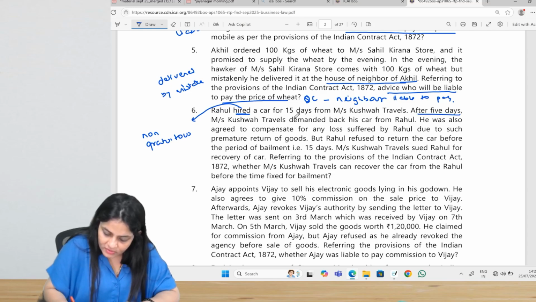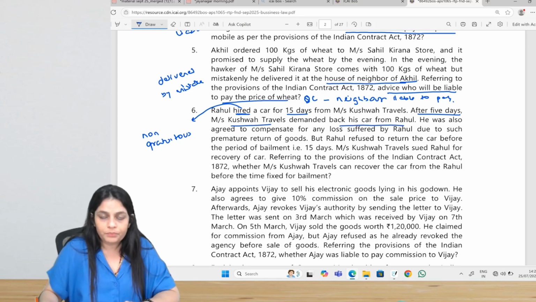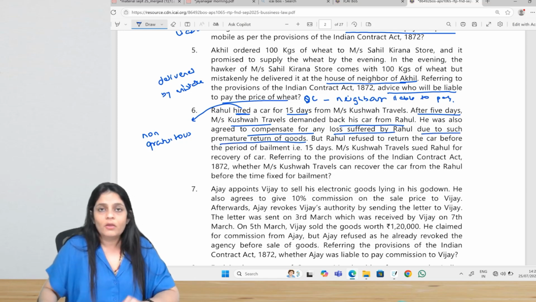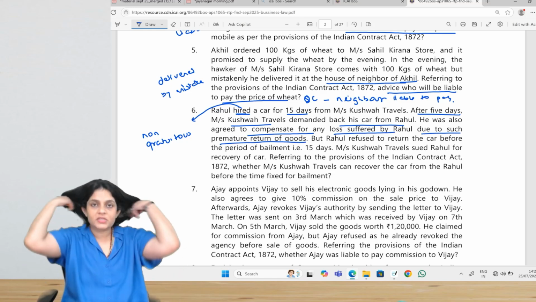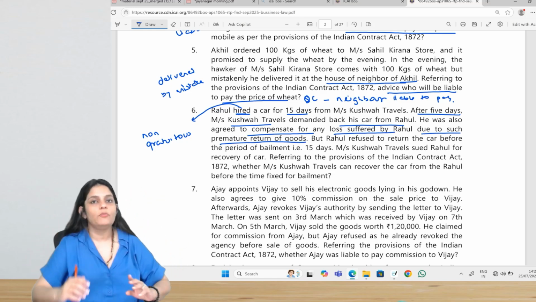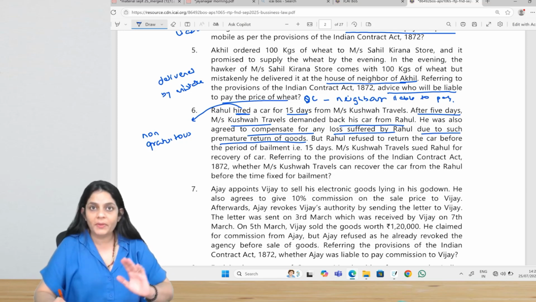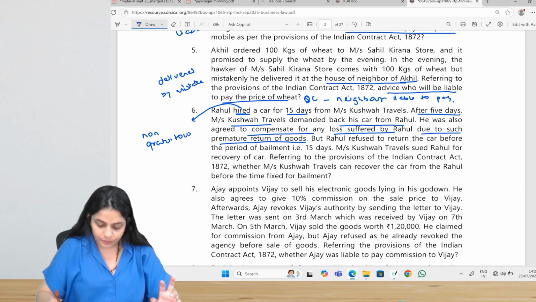After 5 days, it was hired for 15 days. After 5 days, Messrs. Kushwa Travels demanded back his car from Rahul. He also agreed to compensate for any loss suffered by Rahul due to such premature return of goods. First of all, if it is a gratuitous bailment, it can be terminated at any point of time. But if it is a non-gratuitous bailment, it cannot be terminated before the time.